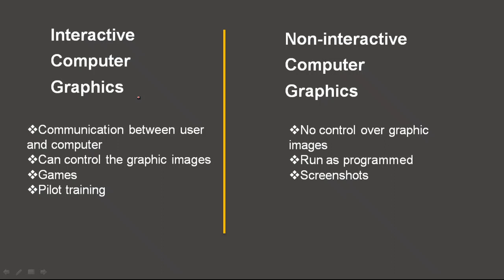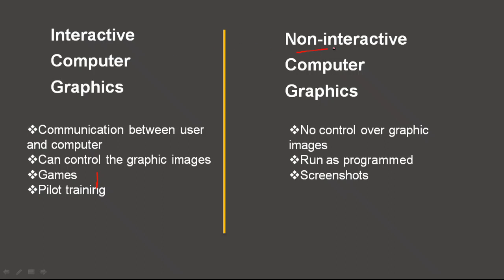Communication between user and computer. When you are able to communicate with the computer, you are in the mode of interactive computer graphics. You can control the graphic images in interactive computer graphics. For example, when you are playing video games, you can control the computer by your moves by clicking the buttons. That's interactive computer graphics. When pilots are trained by computer-based models, they can make changes to those models. That's why it's also interactive computer graphics.